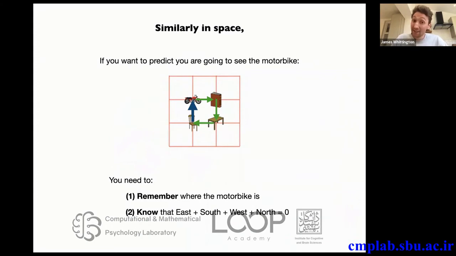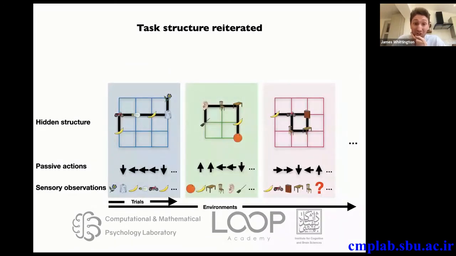And again, similarly in space, if you want to be able to predict you're going to see the motorbike after going for a right, down, a left, and an up, you need, one, to remember that you haven't seen a motorbike before, and two, to know that east, south, west, and north equals 0. You need to be able to know the relational structure, and you need to remember things. Okay, so there's going to be the two problems that we're going to try and solve together.